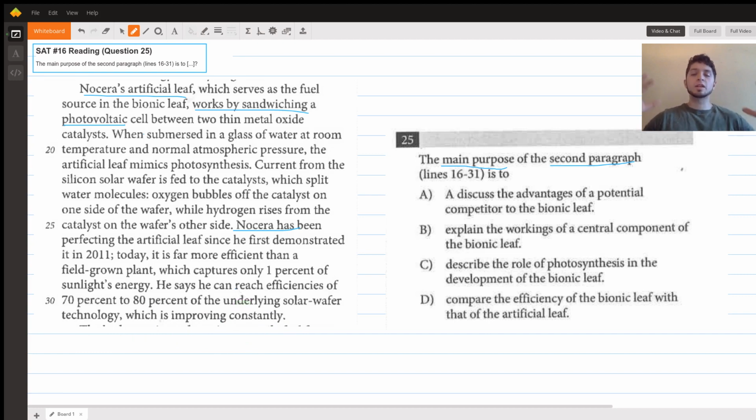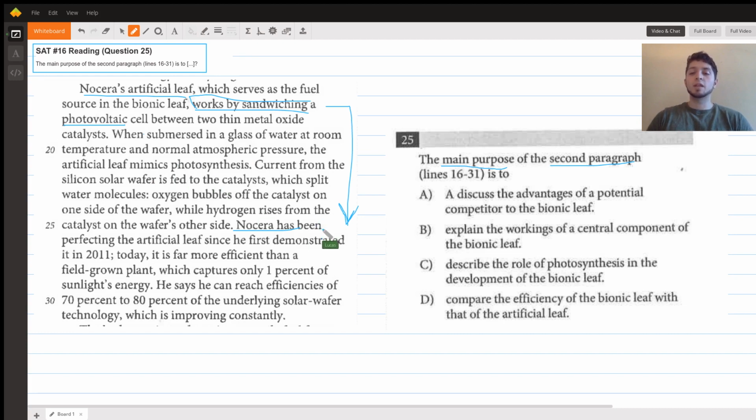So if we compress this and get a sense of the proportions of things that are happening here, we should recognize that we start by explaining, how does this bionic leaf work? It works by doing this. Then it continues to explain some of the process by which the bionic leaf functions, right? It talks about when it's submerged in this glass of water, it will mimic this. It says the current comes through here, and it's explaining basically the mechanics of this leaf.